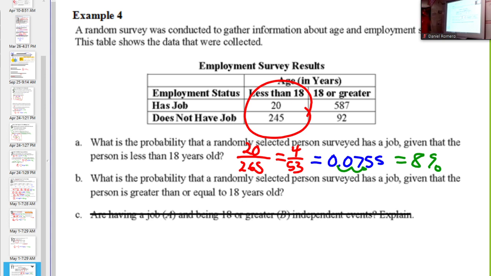What is the probability that a randomly selected person surveyed has a job given that the person is greater than or equal to 18 years old? Okay, so now we're looking at 18 years or older. What's the marginal frequency there?